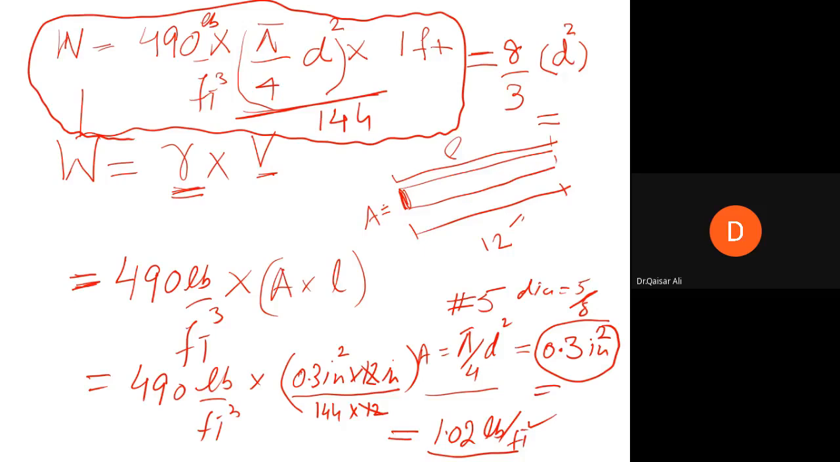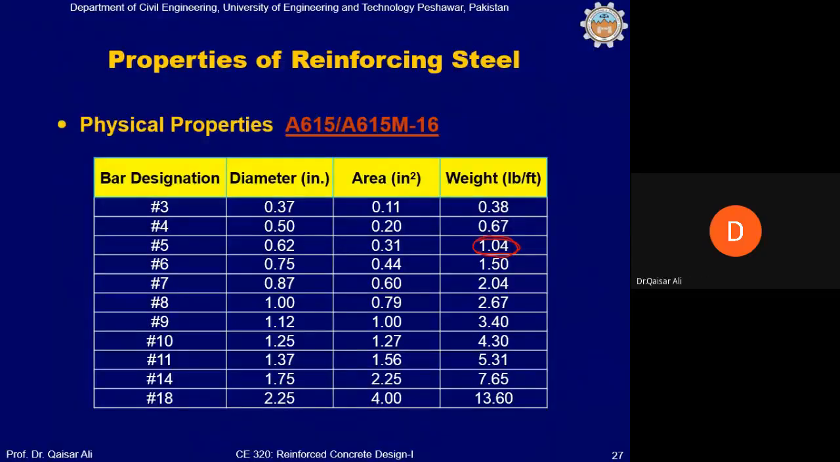You can directly calculate weight of the steel bar from this 8 by 3 d square instead of going into gamma, volume and all this. If you know the diameter of the bar, for 1 foot of steel bar, you can calculate the weight from this equation. Correct? Okay. Now we can move ahead. So this table is very important for you because very frequently we will be using these bar designation, diameter, areas, and weights. So you should remember these on your fingertips.